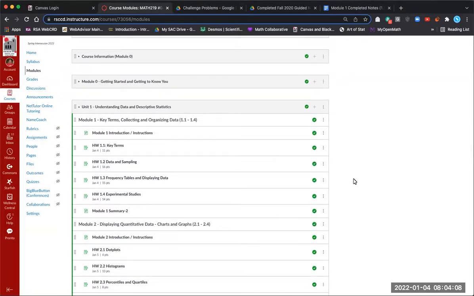Let's do a quick review of Module 1. That's officially due today, or at least on my calendar. Module 1 is our beginning ideas of what our key terms of the course are, and what collecting and organizing data looks like. And so we start with, again, the homework assignments for Module 1.